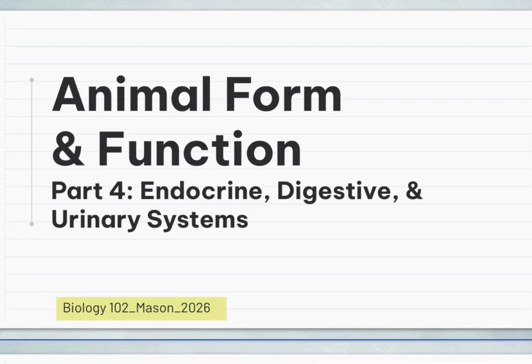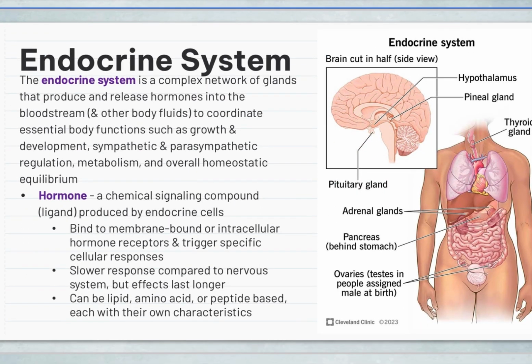We are back with part 4 of our animal form and function unit. We're focusing on our endocrine, digestive, and urinary systems today. We're going to start with our endocrine system.